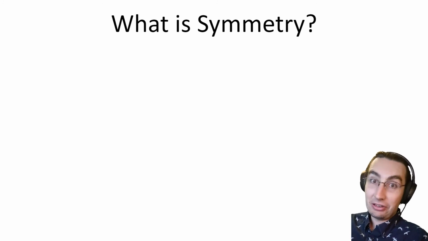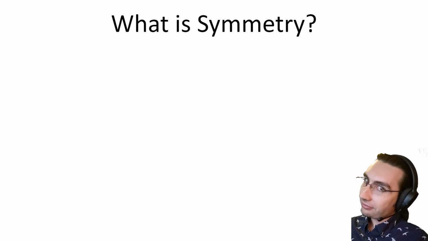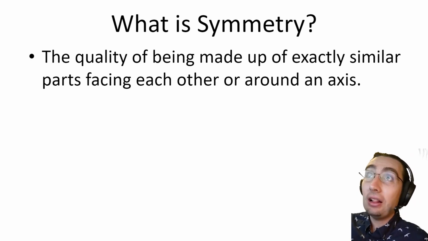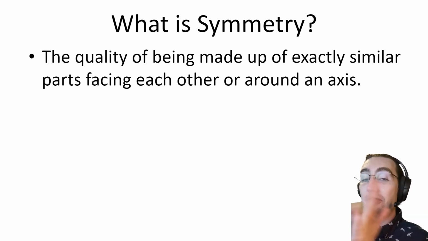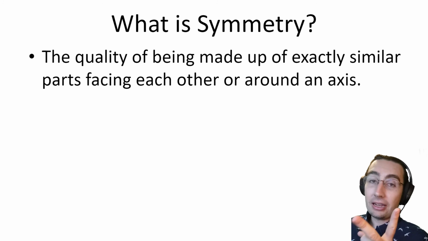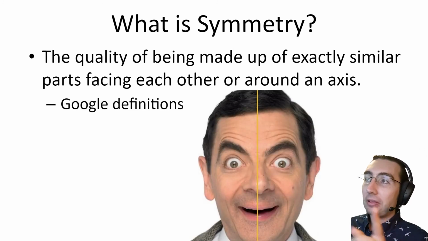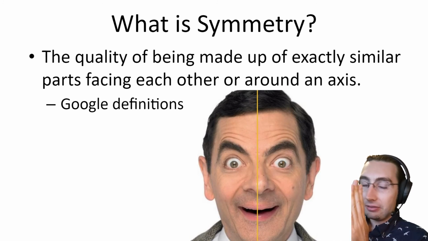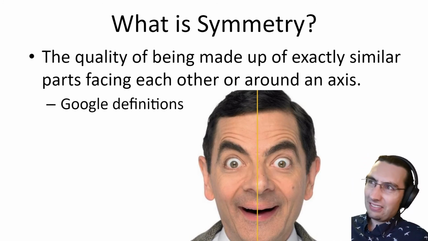What is symmetry? You probably know what symmetry is already, hopefully, but if not, symmetry is the quality of being made up of exactly similar parts facing each other or around an axis. There are two types of symmetry. There's the one that most people think about, that's straight down the middle. Symmetrical on both sides, like Mr. Bean's face, even though his nose is a little bit off.